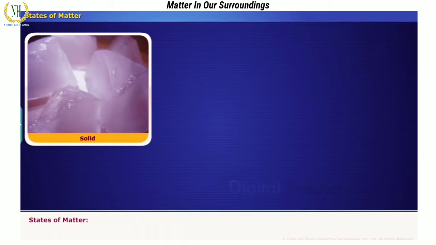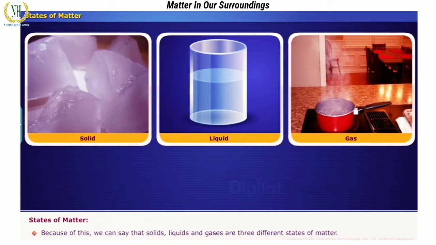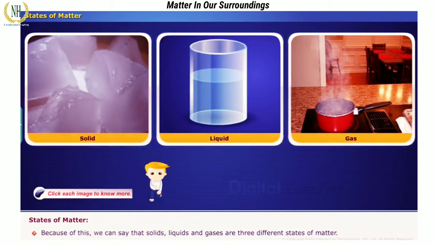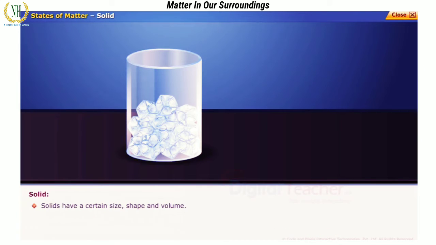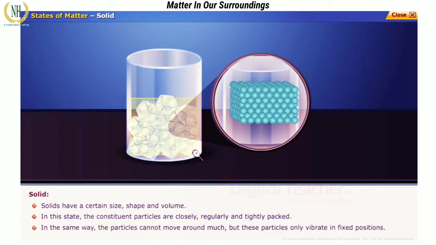States of matter. Water can be found in all 3 states. Because of this, we can say that solids, liquids, and gases are 3 different states of matter. Click each image to learn more. Solids have a certain size, shape, and volume. In this state, the constituent particles are closely, regularly, and tightly packed. In the same way, the particles cannot move around much, but these particles only vibrate in fixed positions.